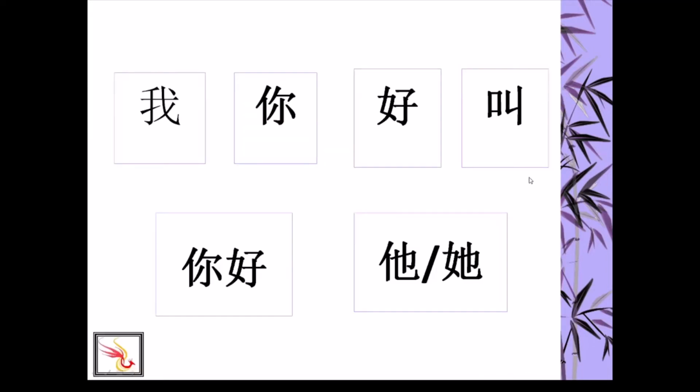Okay, these words haven't got any pinyin or English to help you. Can you pause and read them yourself? Okay. 我 is I or me. 你 is you. 好 is good. 叫 to call. 你好 hello. 他 is he or him. 她 is she or her.